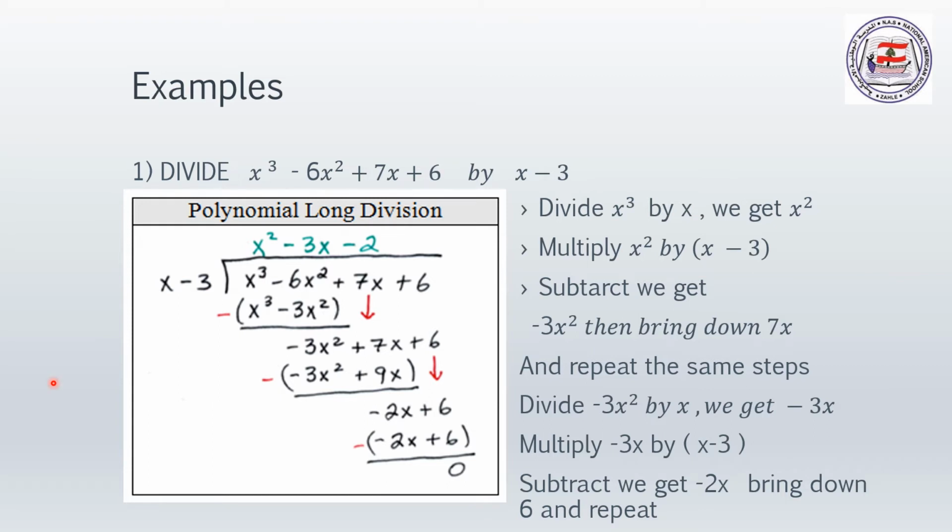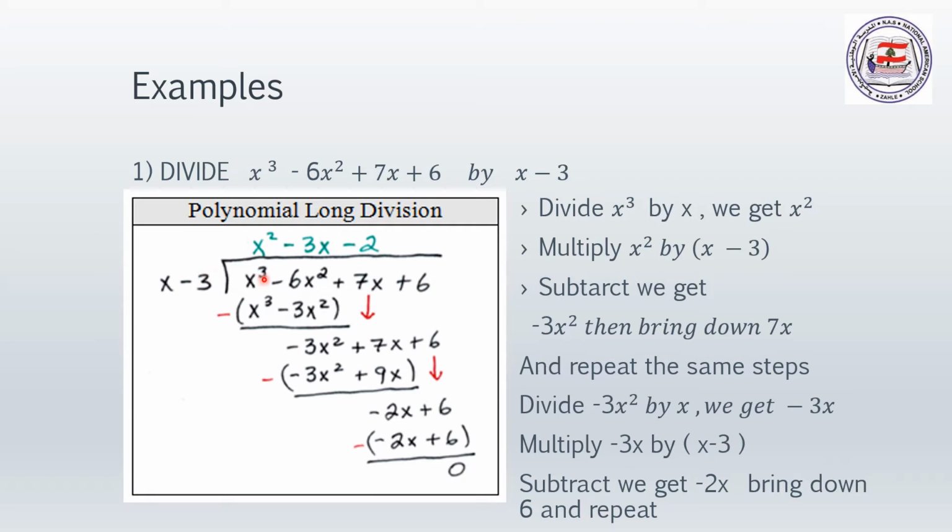Let's take some examples. Example 1. Divide x cubed minus 6x squared plus 7x plus 6 by x minus 3. In writing the division symbol, the dividend should be inside the symbol. So x cubed minus 6x squared plus 7x plus 6 should be written to the right of the symbol, and the divisor x minus 3 should be written to the left.